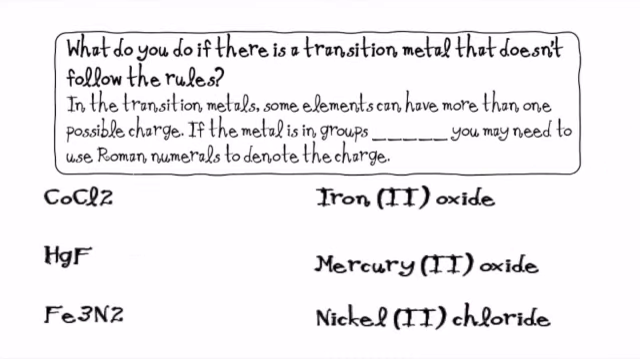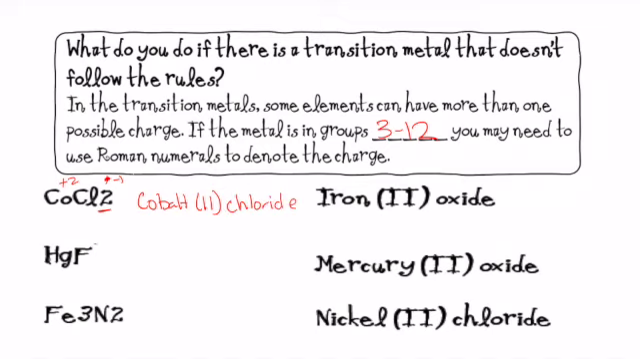What do you do if there's a transition metal that doesn't follow the rules? In the transition metals, some elements can have more than one possible charge. If the metal is in groups 3 through 12, you may need to use Roman numerals to denote the charge. So we're going to look at our crisscross rule. If we have cobalt and it has a 2 here for chlorine, chlorine is a -1, that means that cobalt would have to be a +2. So this would be cobalt 2 chloride.